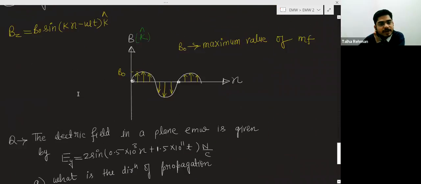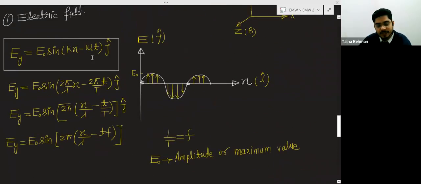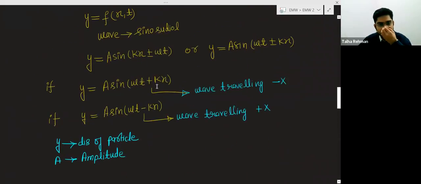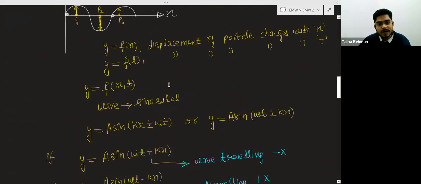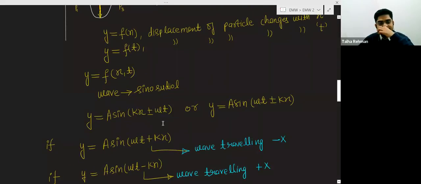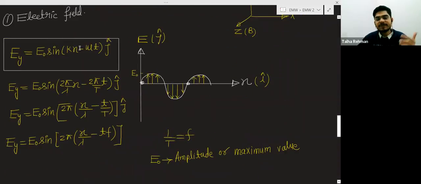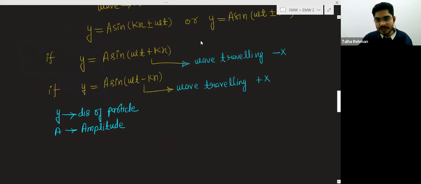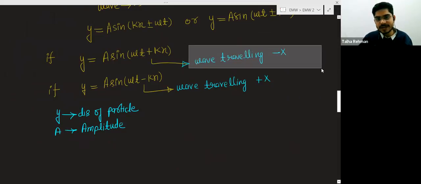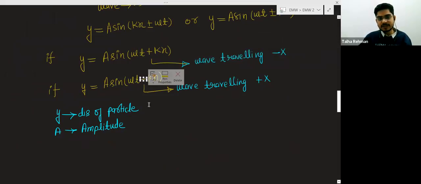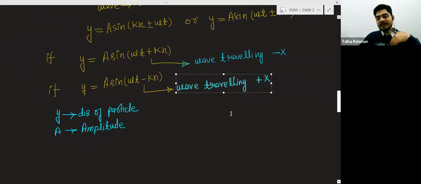Here I have written minus omega t, but you can write plus omega t also. I have written it both ways. Sometimes it is written as minus omega t, sometimes plus. If the equation is like this and here is plus, the wave is traveling along negative x. If here is minus, the wave is traveling in the positive x direction.